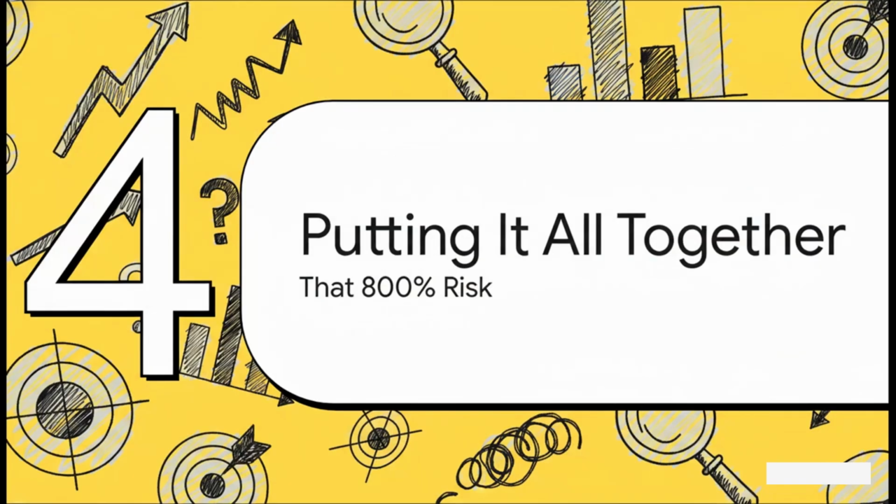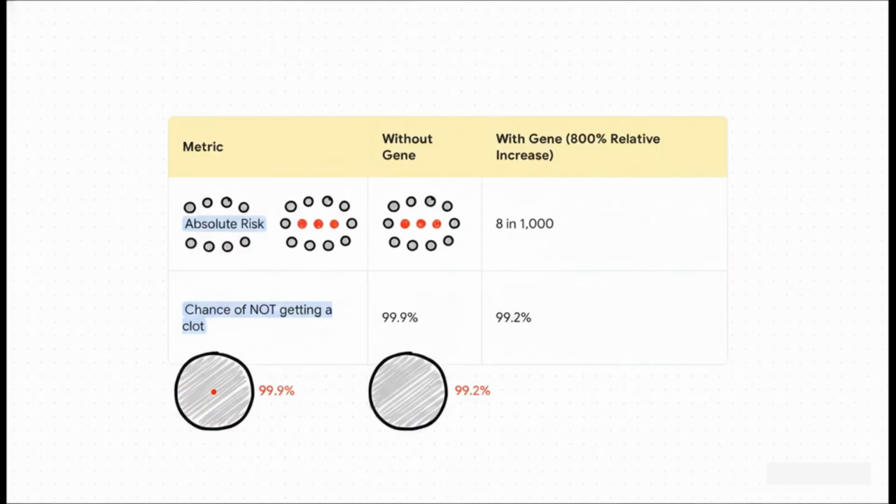Okay, let's bring this all back home. Remember that terrifying 800% statistic we started with? Let's go back to it now and apply everything we've just learned. This right here, this is the missing context. The absolute risk of getting a blood clot for someone without this gene is just 1 in 1,000. An 800% increase of that tiny, tiny number brings your risk up to 8 in 1,000.